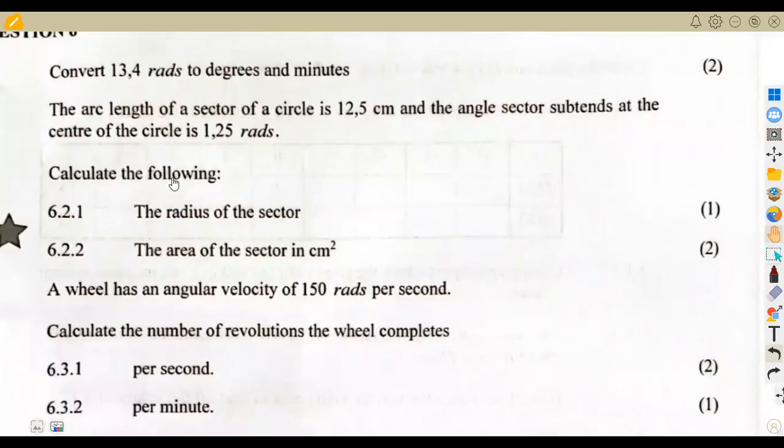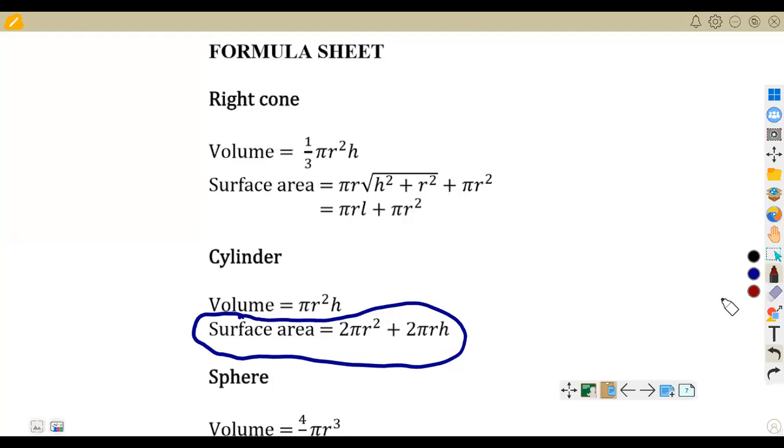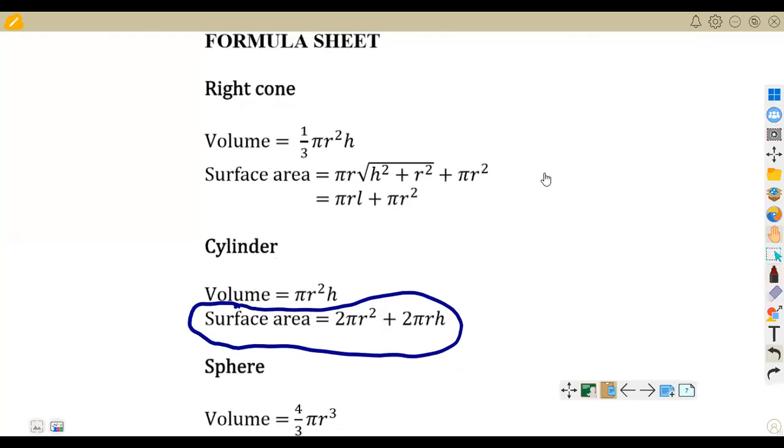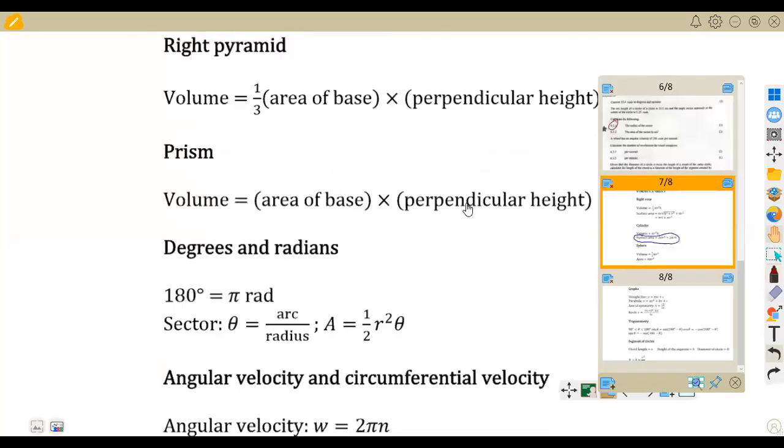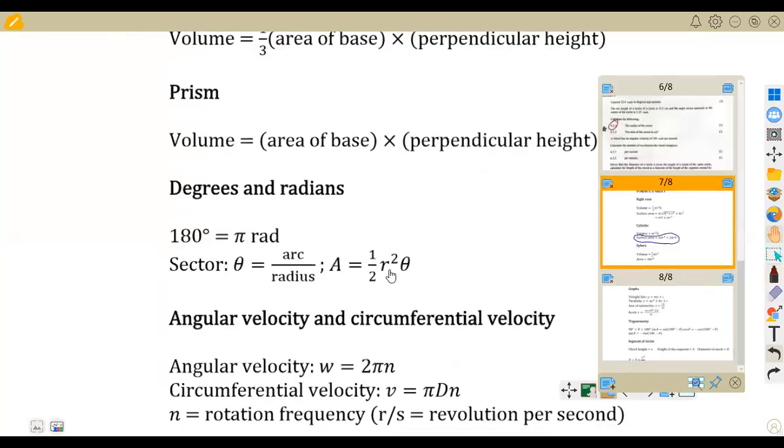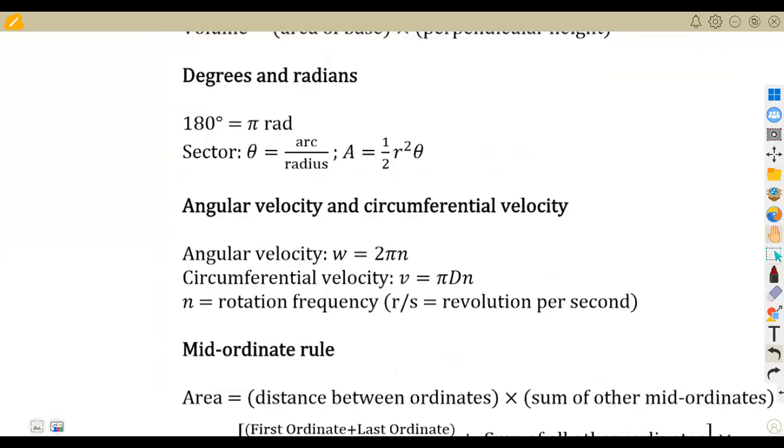6.2.1, calculate the following. On 6.2.1, the radius of the sector. So you can calculate the radius of the sector. If you take it from the formula sheet, I want you to understand this. From the formula sheet, this is how they gave you. They gave you this formula as sector. On the sector, theta is equal to arc over radius.